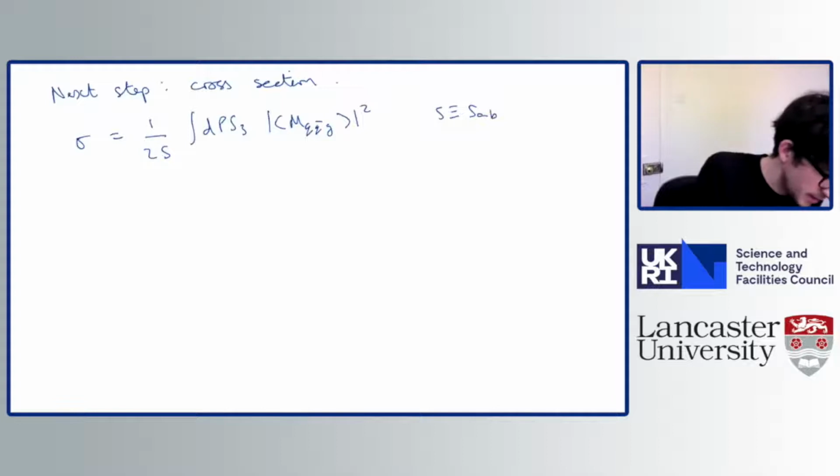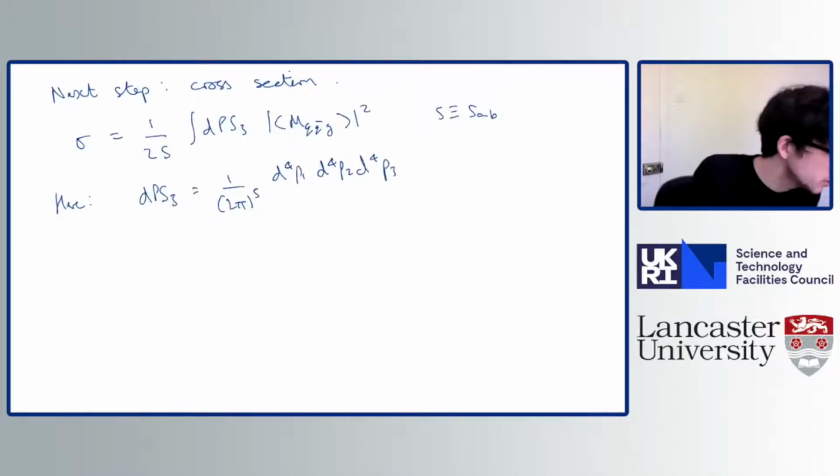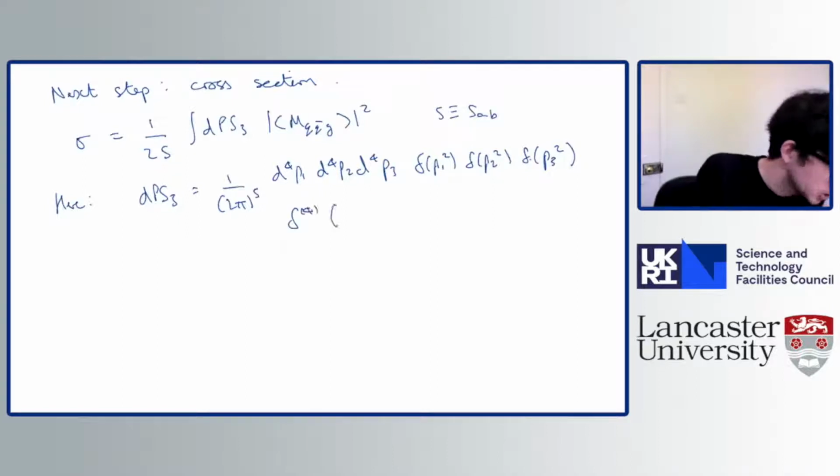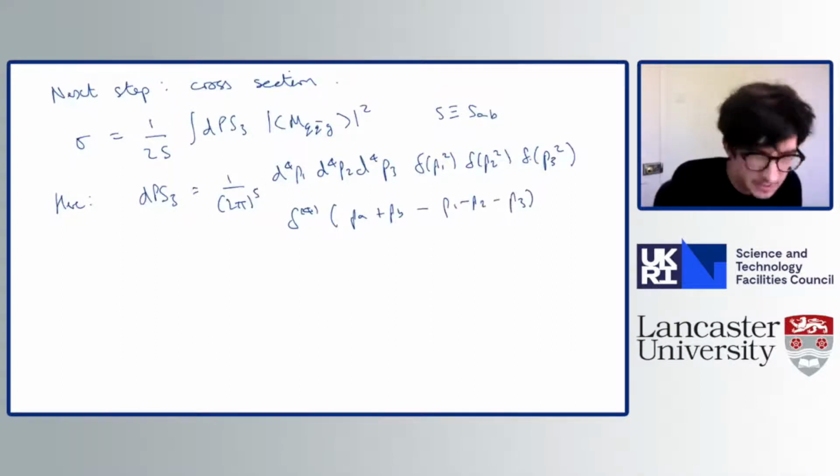And here, this dΦ_3 is equal to 1 over, you've got various factors of pi, and you've got an integral over the 4-momenta of the 3 particles, the quark, the antiquark, and the gluon. They all have to be on shell and massless. Remember, we're neglecting quark masses here. And we've got an overall delta function giving you energy-momentum conservation. And so that's it. And then the rest is manipulating that, essentially.